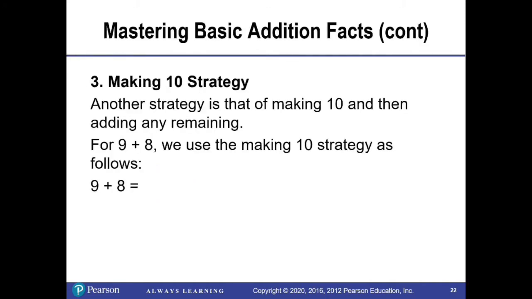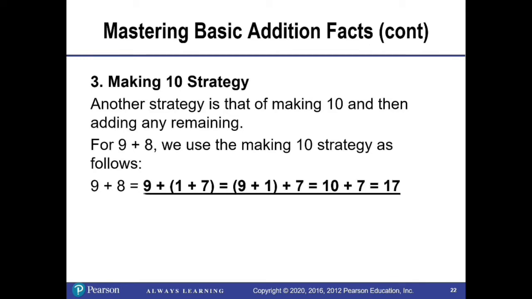Another strategy is the making 10 strategy. So we want to make 10 because 10 is easy for most children to add. Let's start with 9 plus 8. So 9 plus 1 more would be 10. So I'm going to rewrite 8 as 1 plus 7. Regroup. So 9 plus 1 are grouped together. That's 10. And 10 plus 7 is 17.